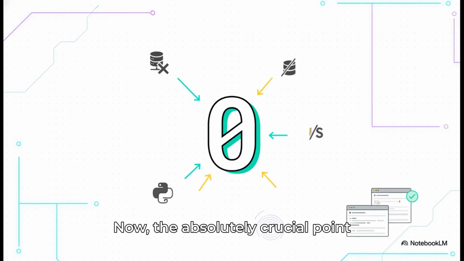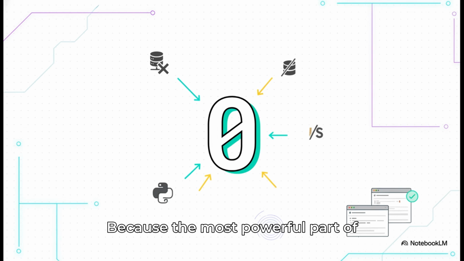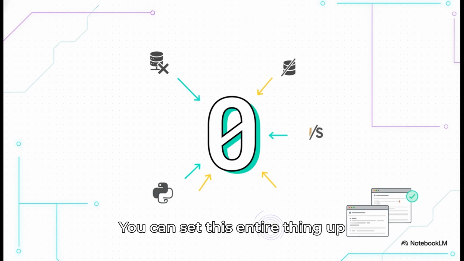Now, the absolutely crucial point here is the number 0. Why? Because the most powerful part of this whole workflow is that it requires literally 0 backend code. You don't need to spin up a Node or Python server. You don't have to configure any routing or mess with databases. You can set this entire thing up on a totally free Postman account in just a few minutes. So let's look at how we actually do it.